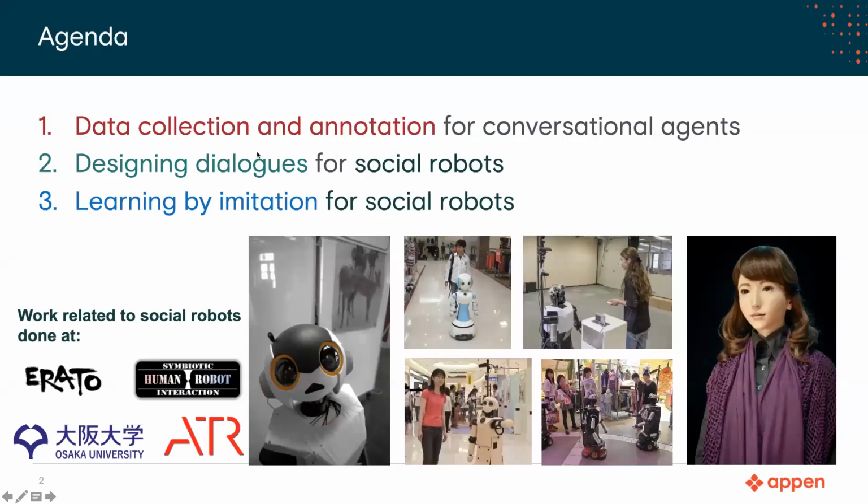The topic I want to highlight today will be three things. So how do we do data collection and annotation for conversation agents? How do we design dialogues for conversation agents? Specifically, I'm going to highlight the example of social robots. And how do we use data-driven techniques such as learning by imitation to train social robots? I would also like to highlight some of the work related to social robot work done at my previous research institute, ATR, back in Japan.